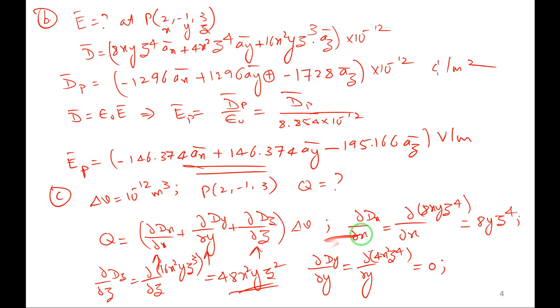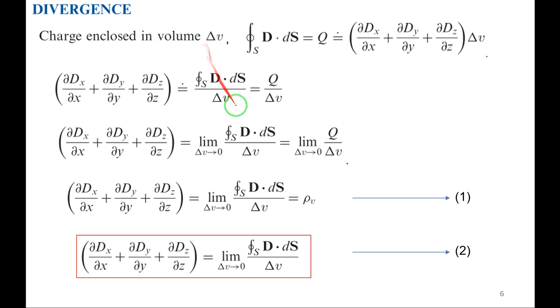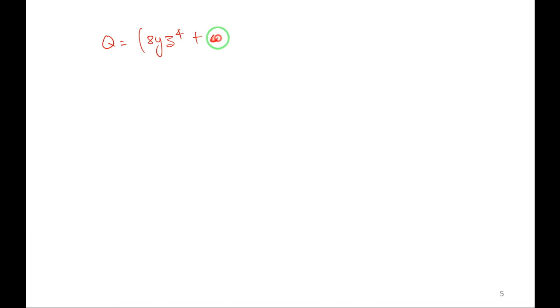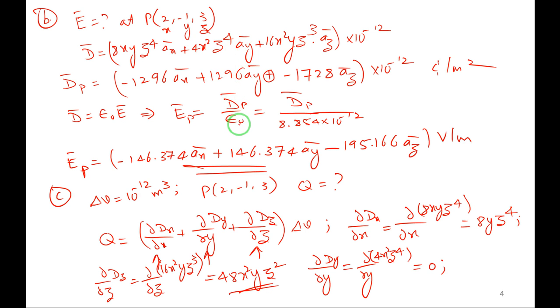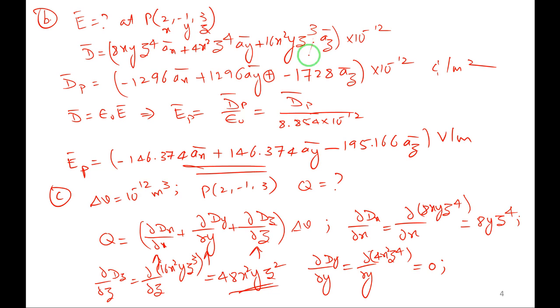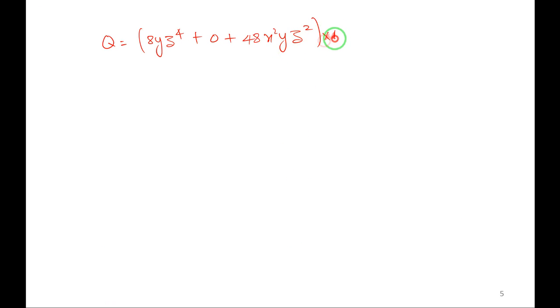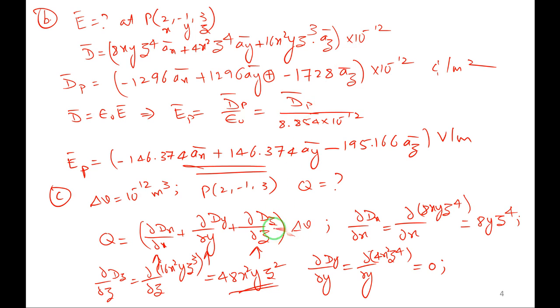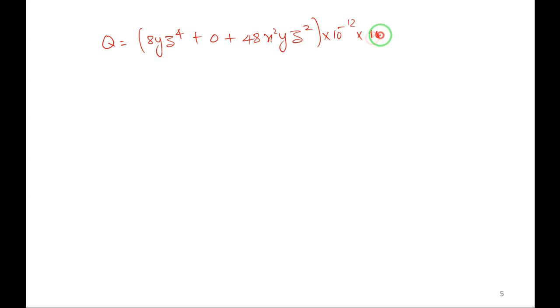So Q is equal to: first term 8yz to the power of 4, plus second term 0, plus third term 48x squared y z squared, then 10 power minus 12 we will take. Then what is delta V? The small volume, it is once again 10 power minus 12. This 10 power minus 12 is of D, electric flux density, we have to take care about that also.